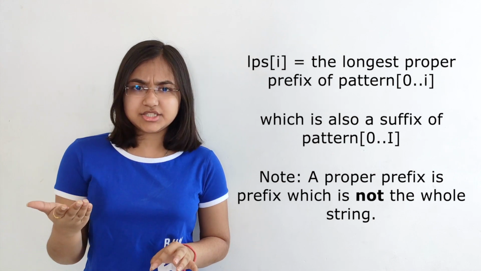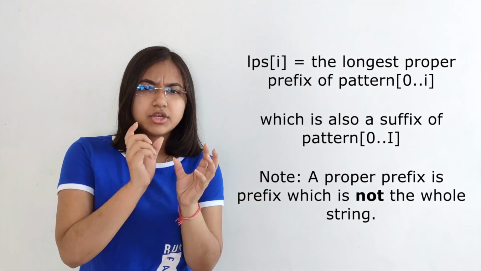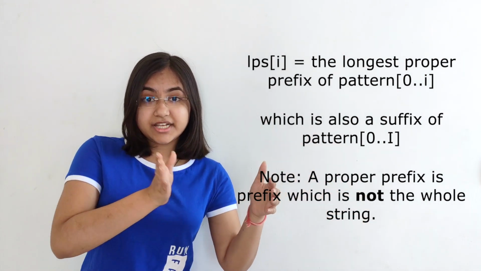suffix. As the name suggests, the value stored by this integer array at any index is equal to the length of the longest proper prefix, which is also a suffix, of the pattern string till that very index. Now let us take an example to understand this a bit more.